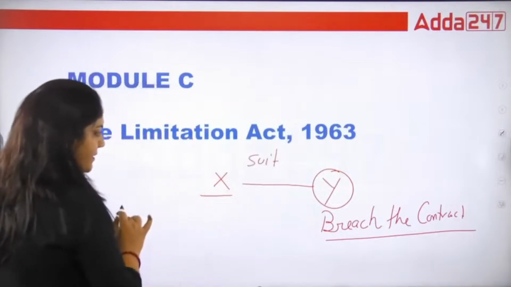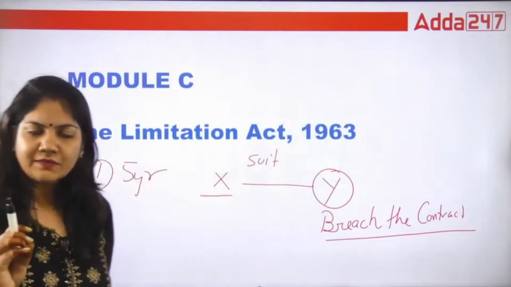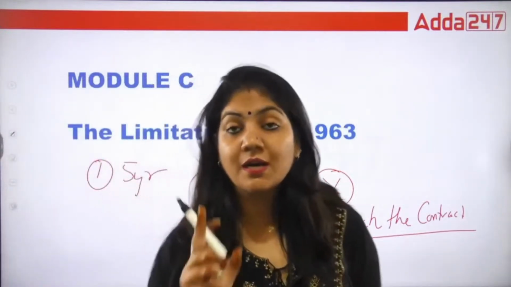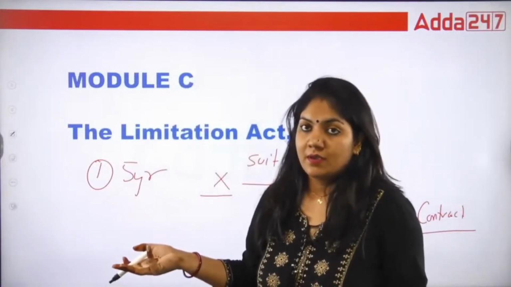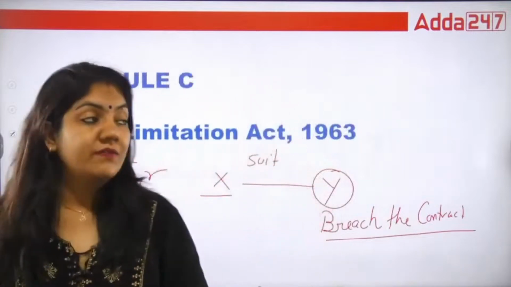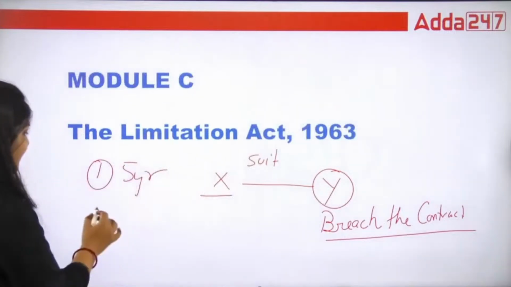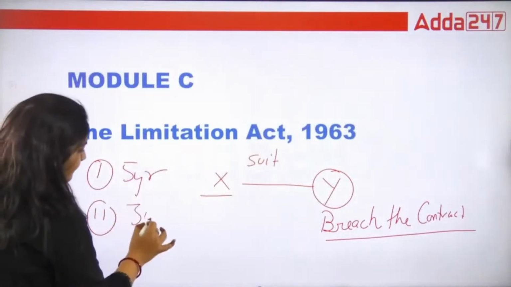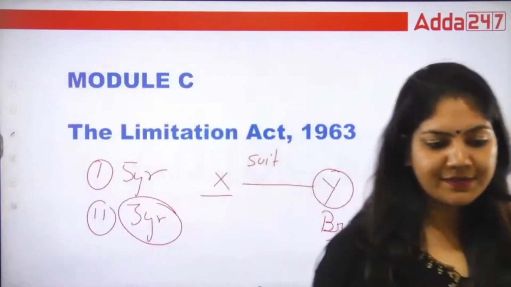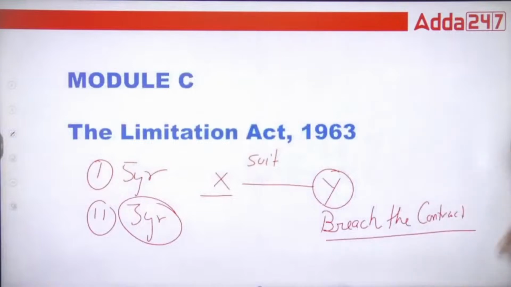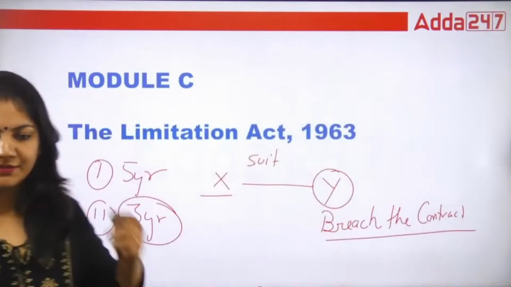Now suppose X files the suit after 5 years, will it be useful? The answer is no, because after 5 years the evidence may be destroyed, but the limitation is given under the Limitation Act 1963. So what is the limitation? The limitation is basically 3 years. So within 3 years you have to file the case. That's it. Okay, so this is your Limitation Act.